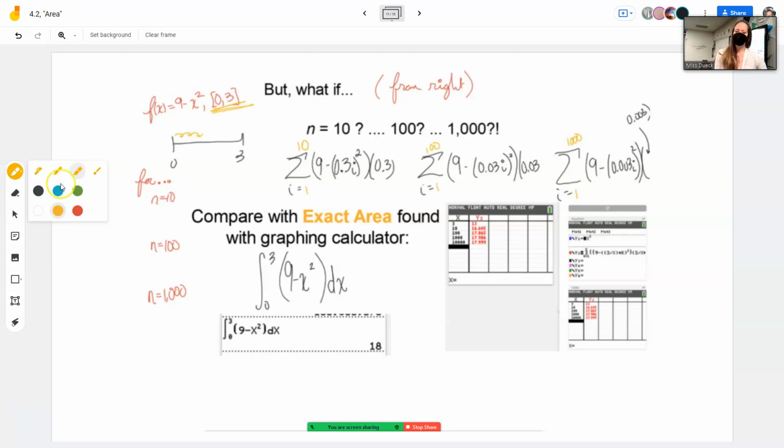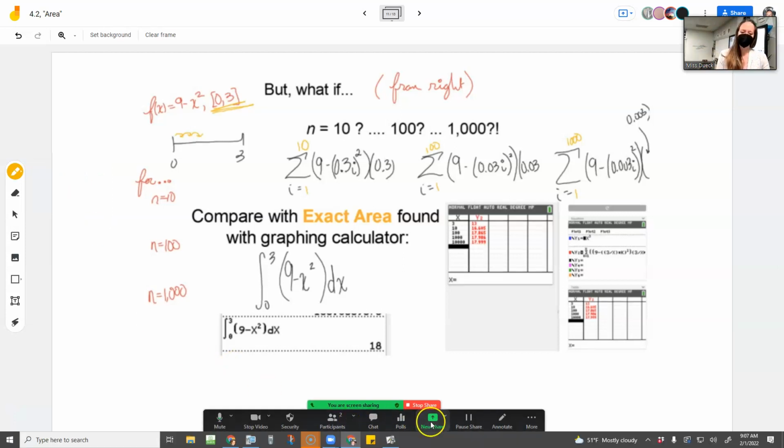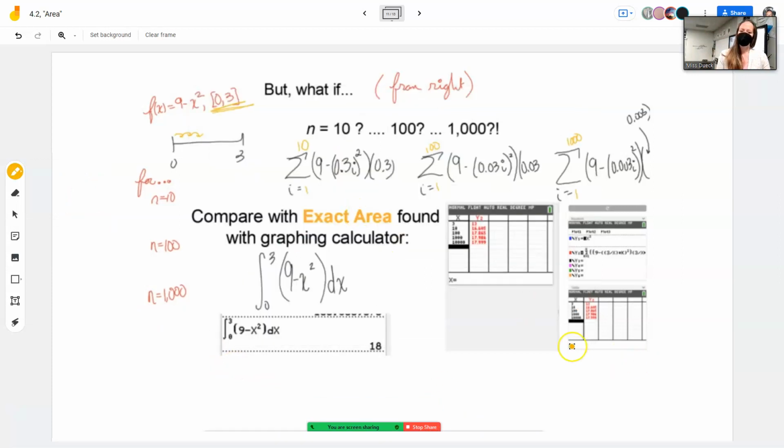Do you guys see the what if at the top of the screen from last year? What if it wasn't 8? What if it was 10? What if it was 100? What if it was 1,000? I don't want to do that 1,000 times. Sigma. Check it. What if now this is actually for our original example, the n minus x squared.